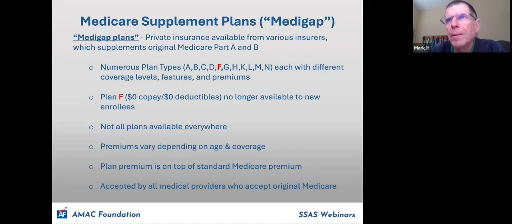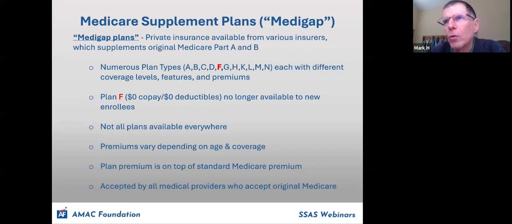Okay. And the plan premiums are on top of your Medicare premium. Medicare premiums, if you're getting a benefit, will be deducted from your checks on a monthly basis. If you're not getting a benefit, if you're just taking Medicare at 65, you'll be billed for Part B and Part D if you're taking that at 65 until you start your coverage. The Medigap premiums, those supplemental type plans, you will pay the insurance company directly.